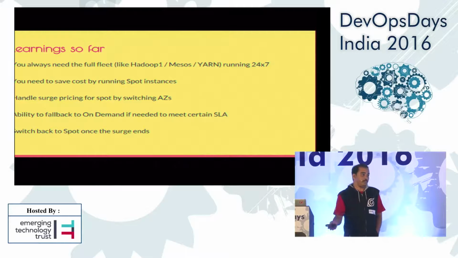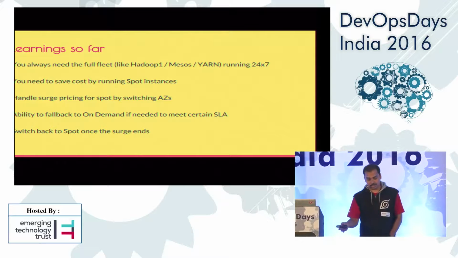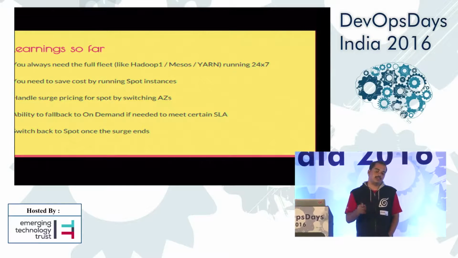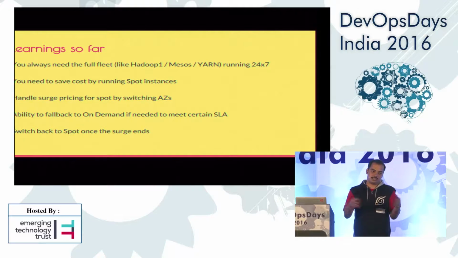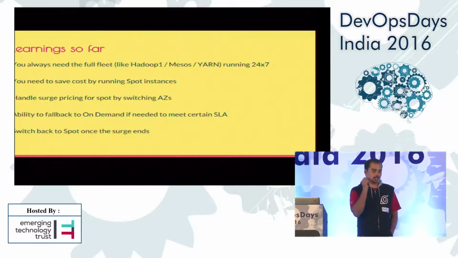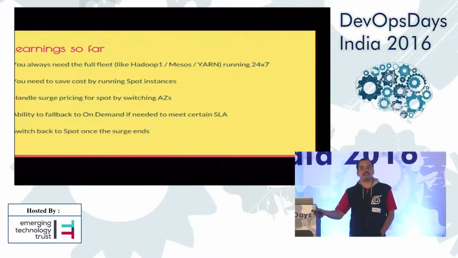I don't know why, but sometimes people have money and they can burn, so they pay AWS all that money. So at those points is when we realized it's better off to fall back to on-demand, rather than trying to battle these algorithmic pricings on the spot market. So we also wanted a use case where we could fall back to on-demand for some time and switch back to spot once the surge ends.